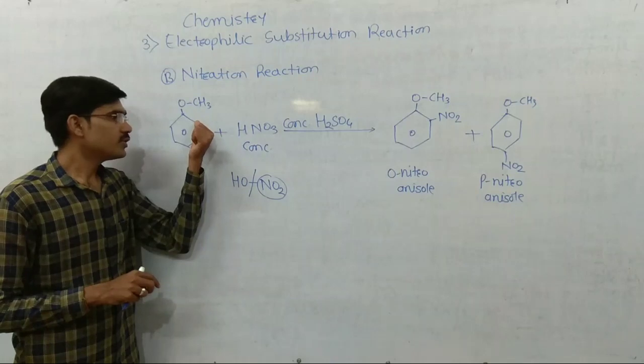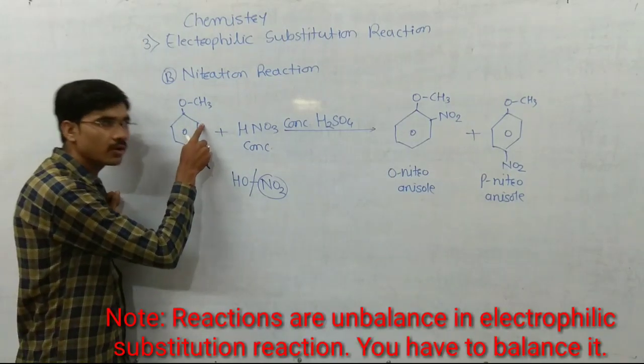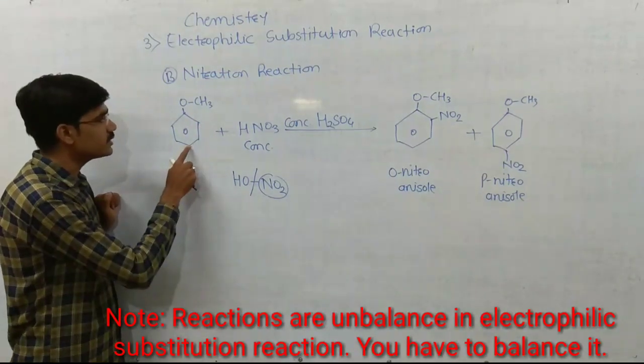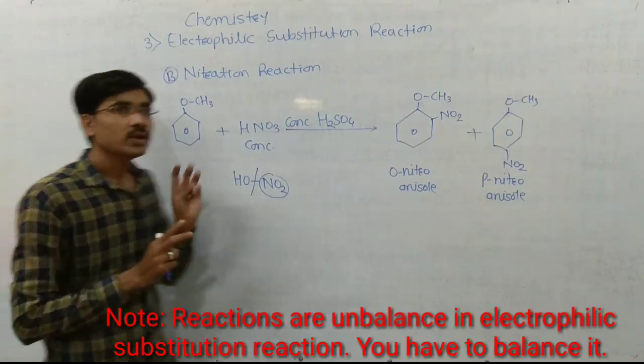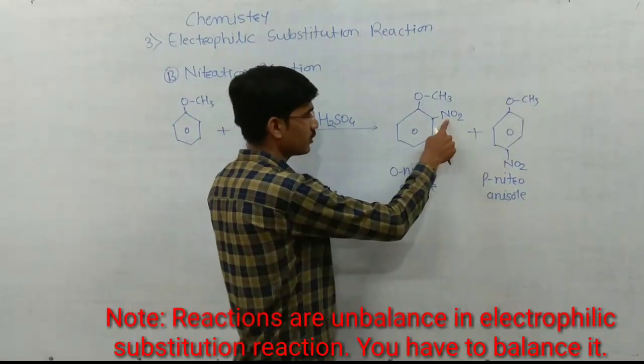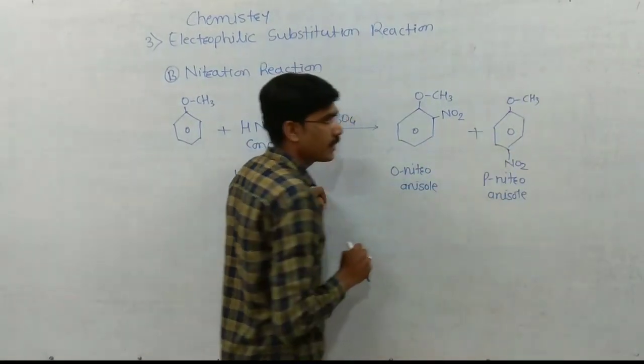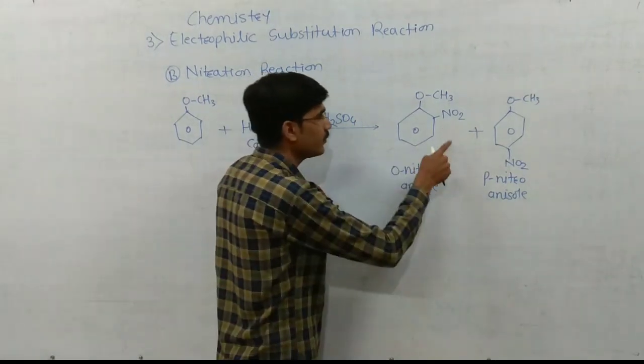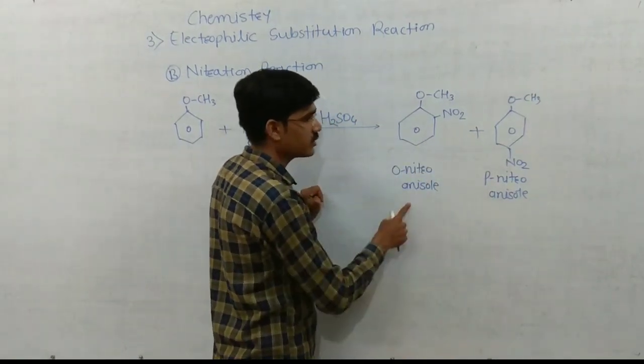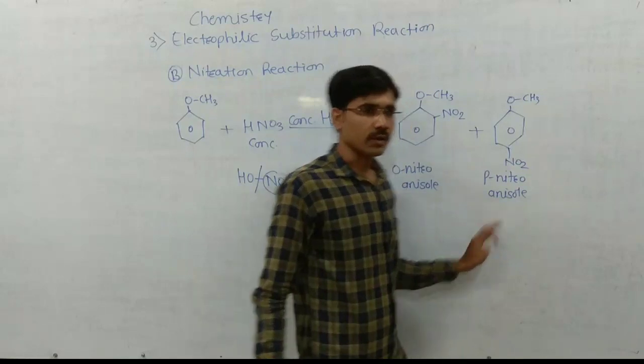One is ortho position, and second one is para position. We are getting two different products. First is ortho product, second one is para product. The name of product is ortho nitroanisole, para nitroanisole.